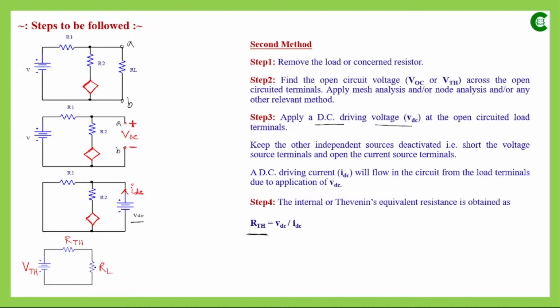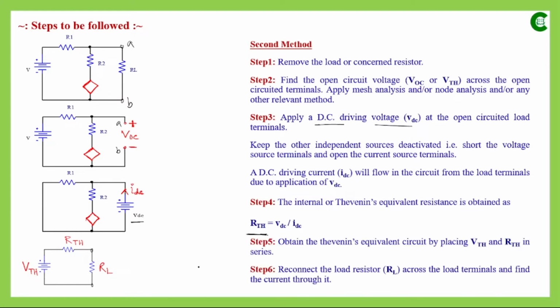Now after reconnecting this RL between these two terminals, in the same way we will find the current value, and this is again VTH divided by RTH plus RL. So this is the second method of finding the current value through the concerned resistor. Next we will solve a few numericals based on these two methods.